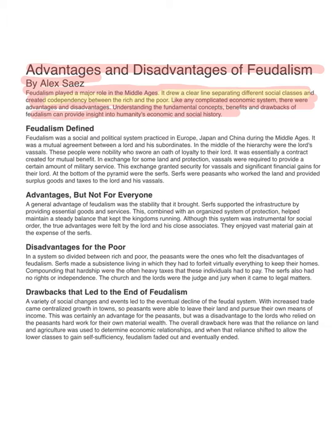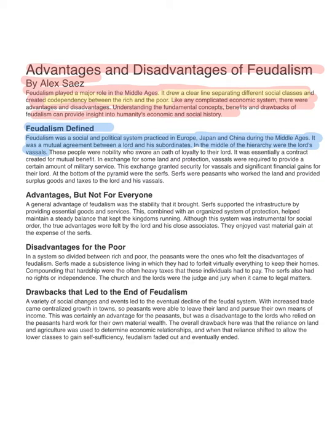Let's see. Feudalism defined. We already talked about feudalism. Feudalism was a social and political system practiced in Europe, we know that, and Japan and China during the Middle Ages. It was a mutual agreement between the lord and his subordinates, which are basically the lord and the people who lived on the land. In the middle of the hierarchy were the lord's vassals.